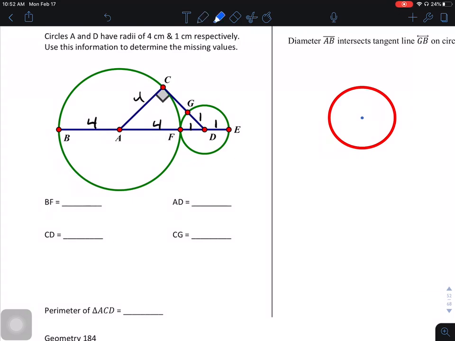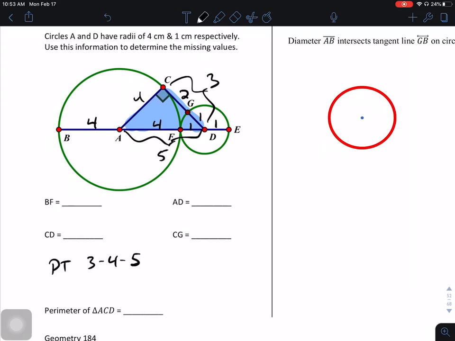Find the missing values. Before we do that, let's check out this right triangle that we see in here. This right triangle has a hypotenuse of 5 and a leg of 4. That means this other leg must be 3 because this is a Pythagorean triple. A 3, 4, 5 right triangle. If you don't recognize it's a Pythagorean triple, you can use the Pythagorean theorem and figure that out. If that leg is 3, that means CG has to be 3 minus 1, which is 2.